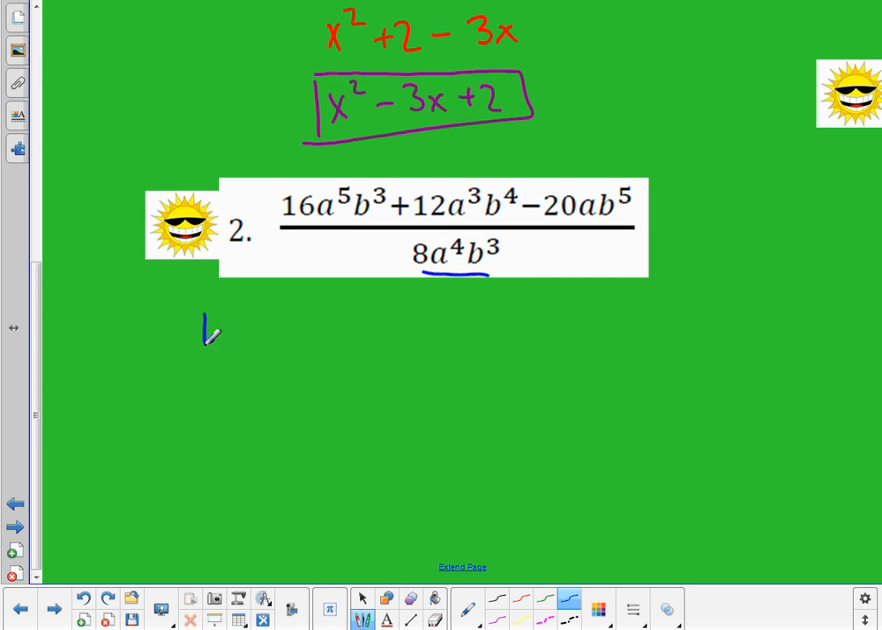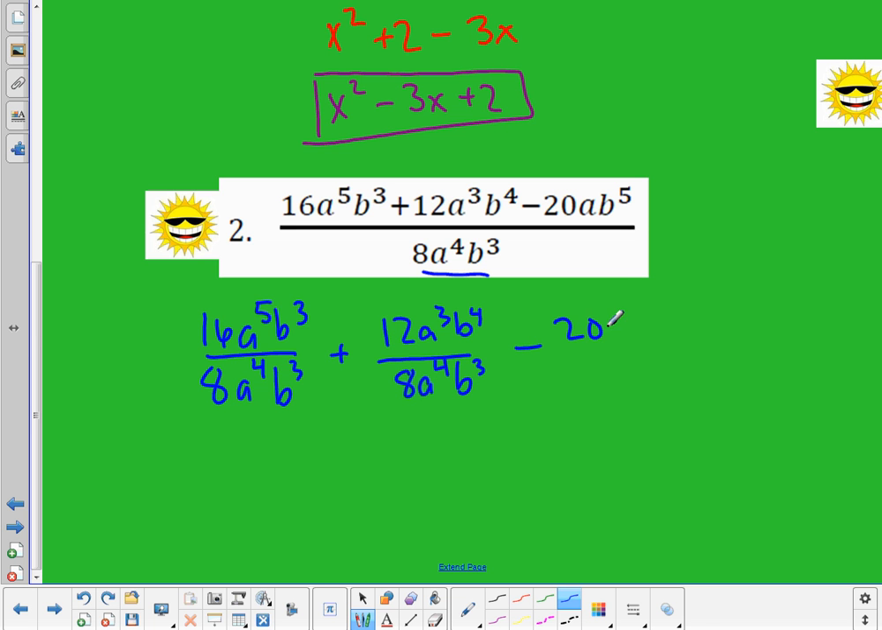So I have 16 a to the 5th b to the 3rd all over 8 a to the 4th b to the 3rd plus 12 a to the 3rd b to the 4th all over 8 a to the 4th b to the 3rd minus 20a b to the 5th all over 8a to the 4th b to the 3rd.